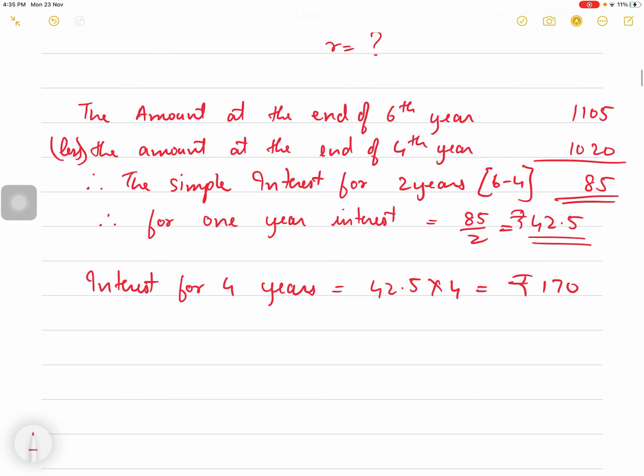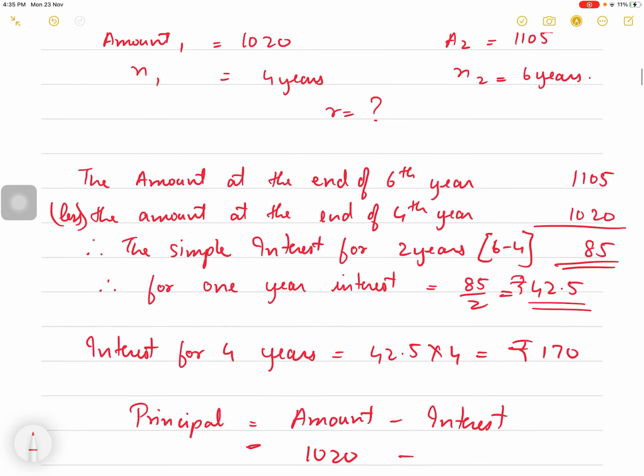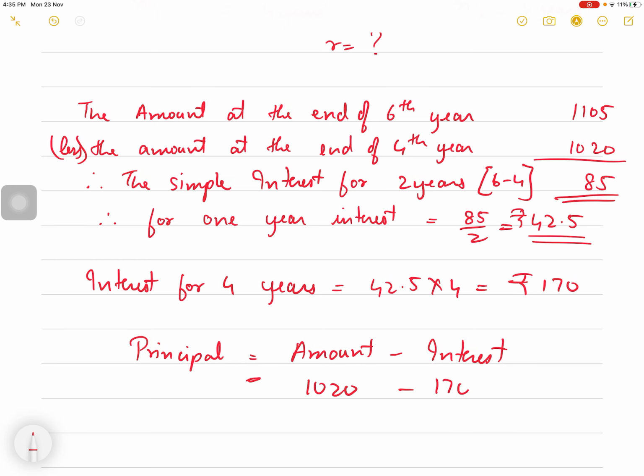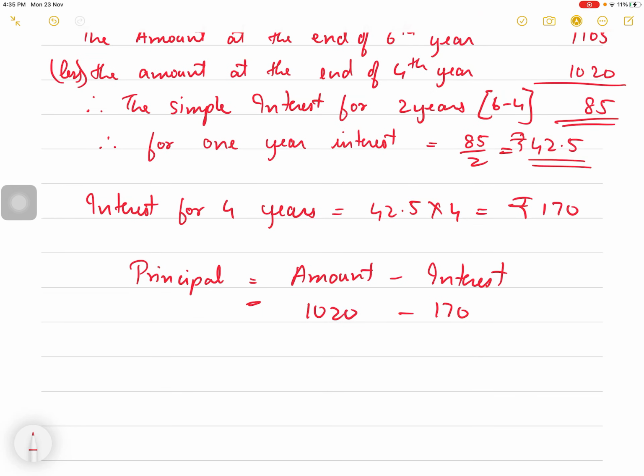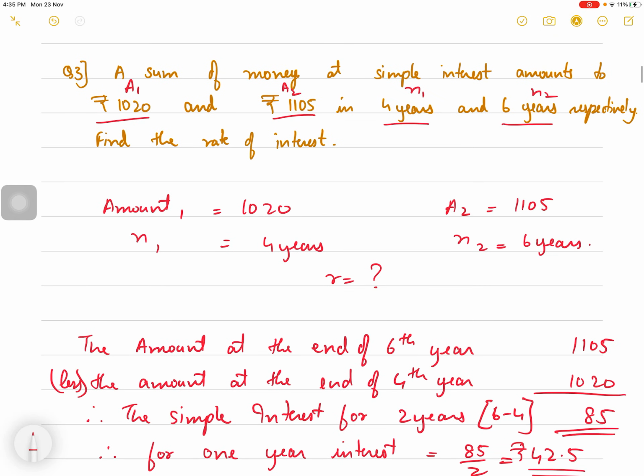Amount is 1020. Principal is equal to amount minus interest. Amount is given as 1020 and interest for 4 years is 170. So amount for 4 years is 1020, interest for 4 years is 170. So 1020 minus 170, which is equal to rupees 850. So therefore principal is rupees 850. Okay.